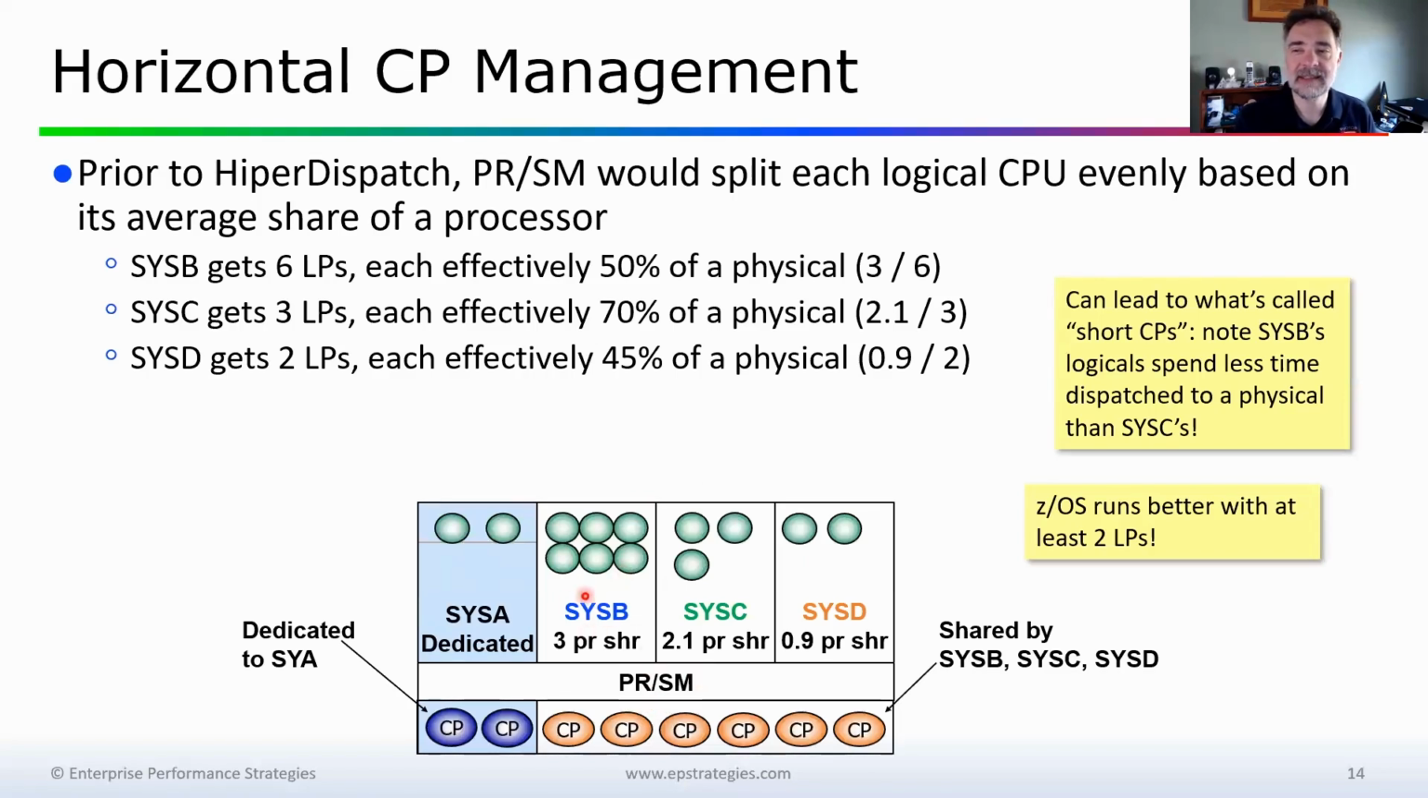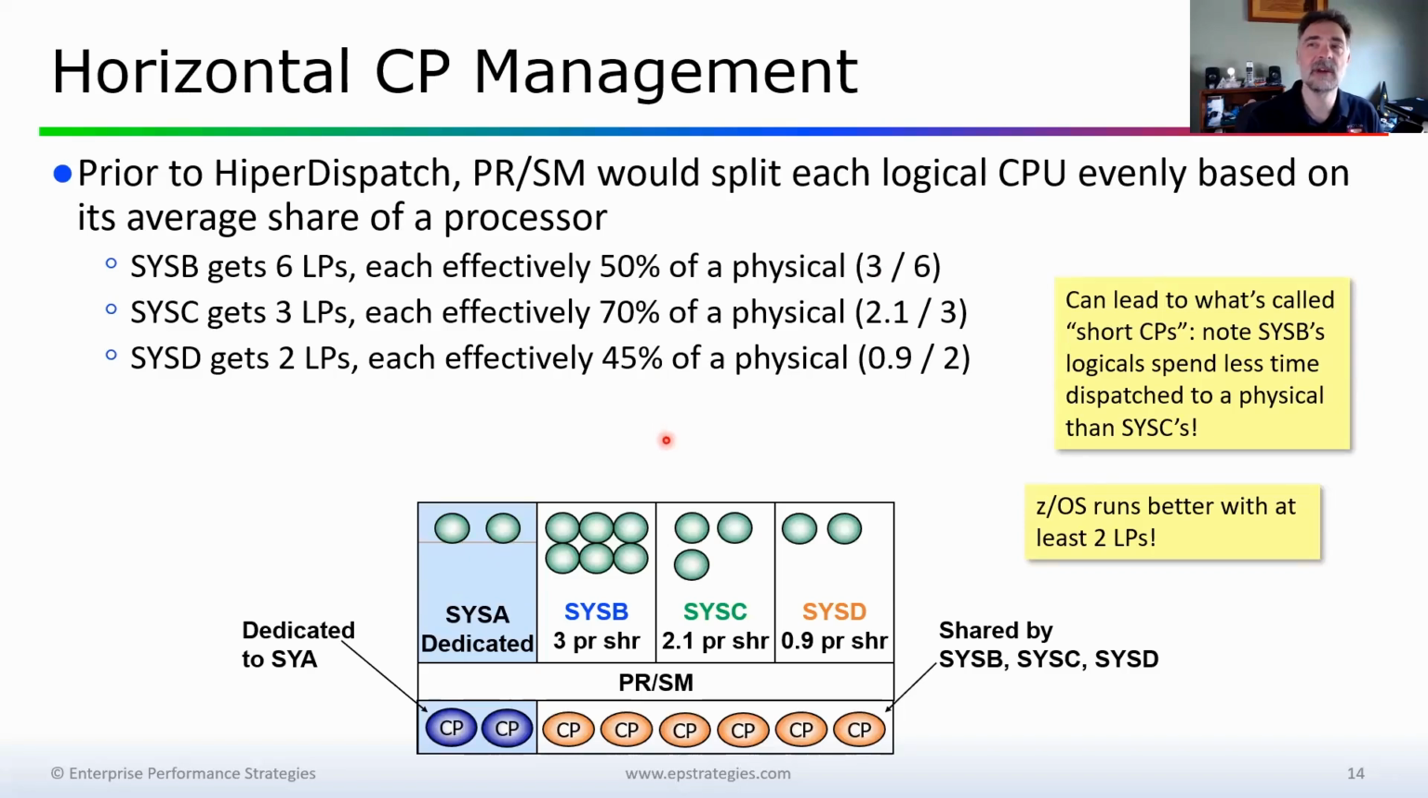So in this case, SYSB, we already said, is guaranteed access to 3 physical processors, but it has 6 logical processors. So if you do the math on that, 3 physicals divided by 6 means each of these logical processors is effectively half the capacity of a physical. SYSC gets 3, so you can do the math. The 3 LPs here are actually 70% of a physical. And then SYSD here, if you do the math, it comes out to 45% of a physical.